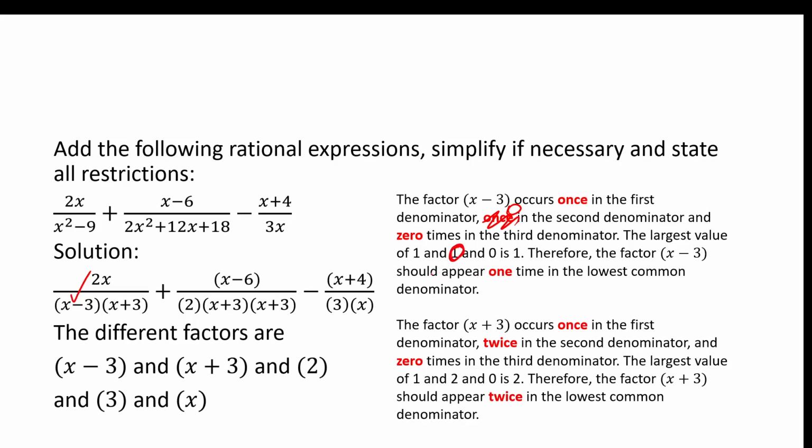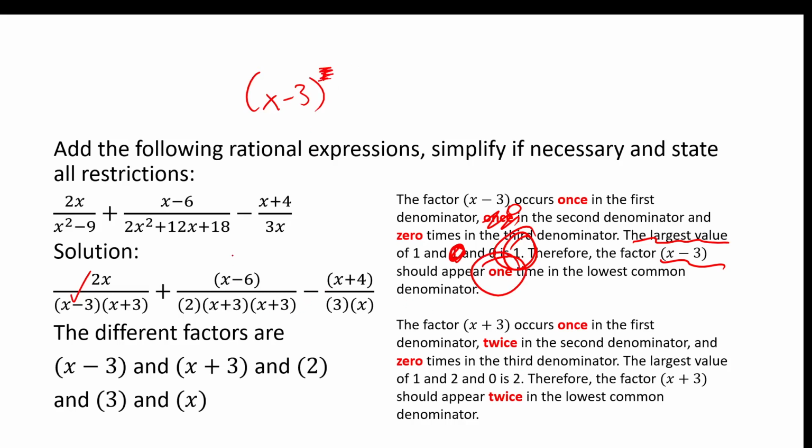Since the frequency of occurrence in the denominators is 1 and 0 and 0, we take the largest of those values, and the largest value of 1 and 0 and 0 is 1. So the factor x minus 3 should appear one time in the lowest common denominator. So we're starting to build our lowest common denominator, and we know it's going to be x minus 3 to the 1. Of course, we don't have to show an exponent of 1.